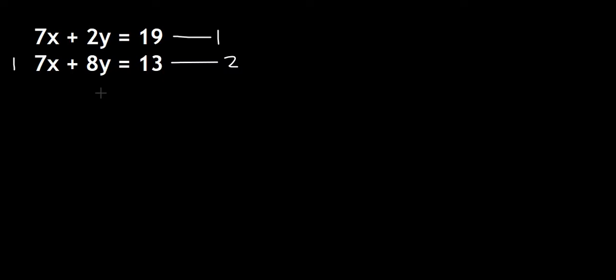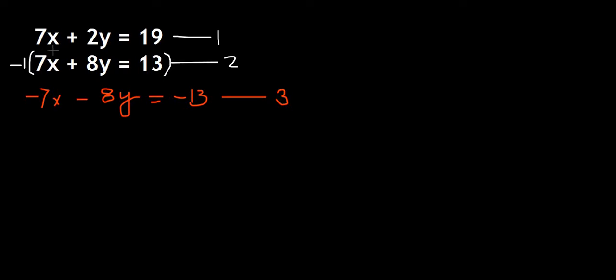What we have to do is, first of all, we're going to multiply the second equation by minus 1. So then we have this: minus 7x, and then minus 8y, and then minus 13. And this is the third equation.